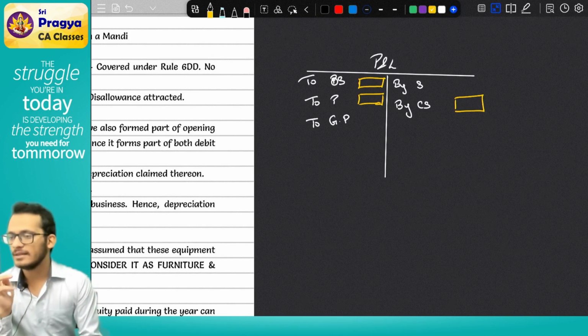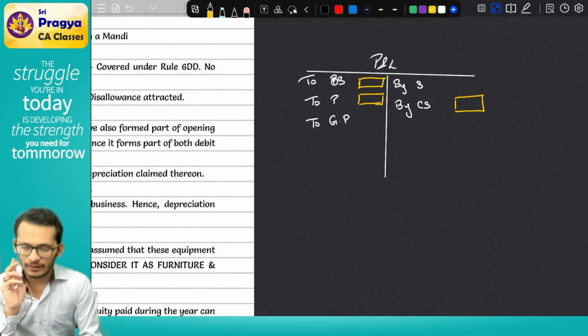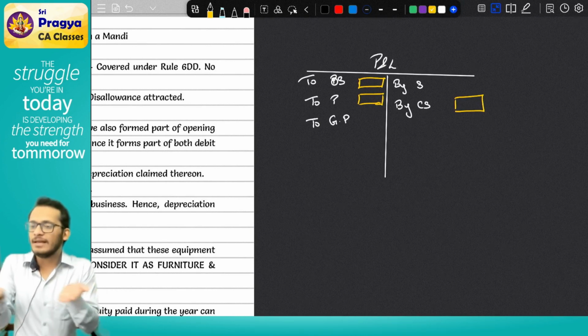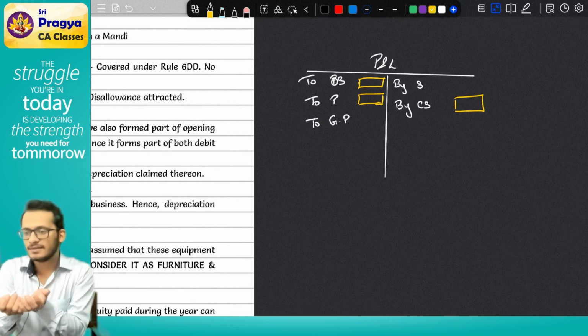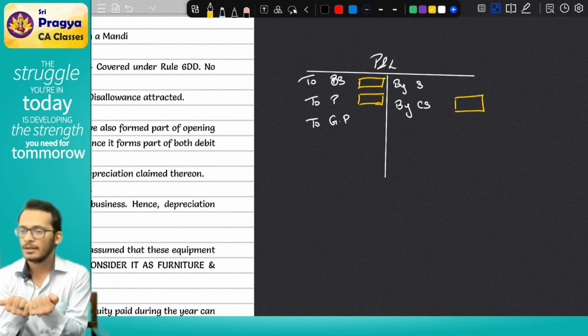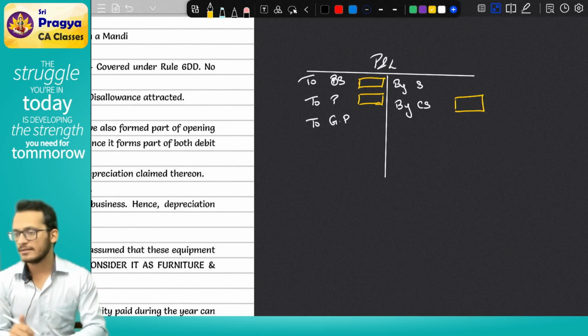Which technically means that there should be no adjustment in P&L, because an item there in closing stock would also be a part of your expense side. If the item is going to be a part of your expense side and income side, it means they both have balanced each other. Yes or no? If they've already balanced each other, do you have to make an adjustment to P&L? No. You don't have to make an adjustment to P&L.